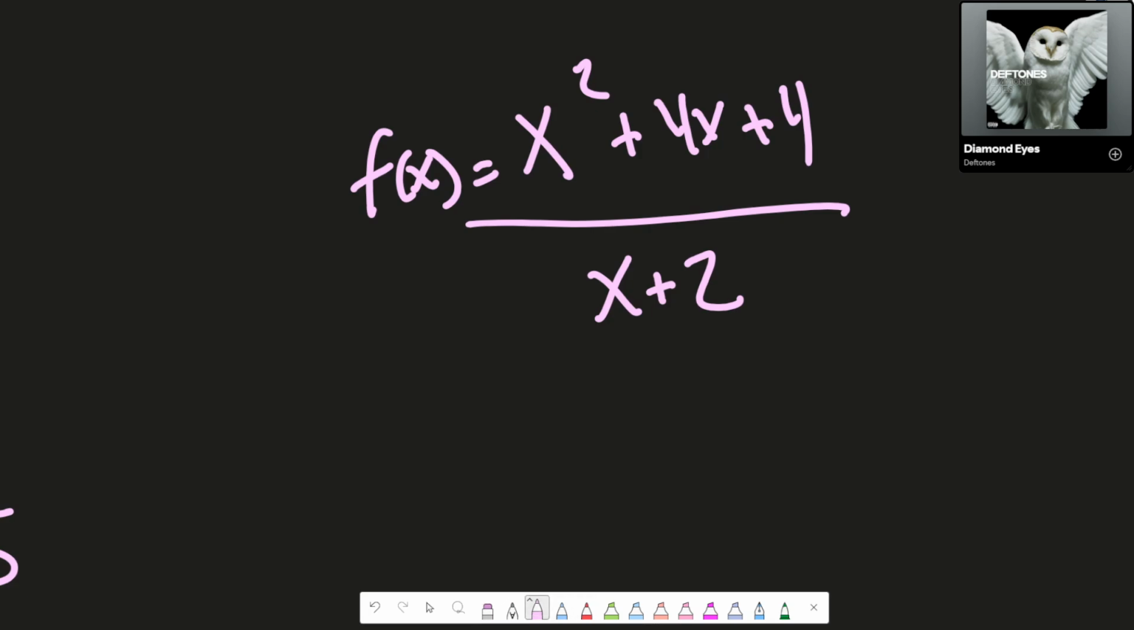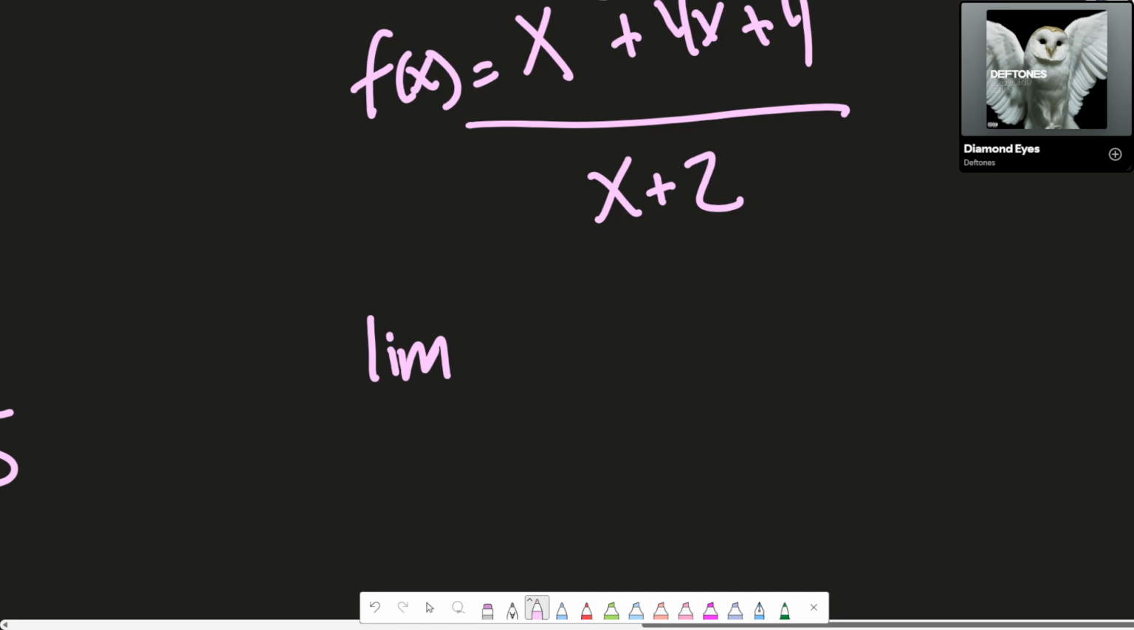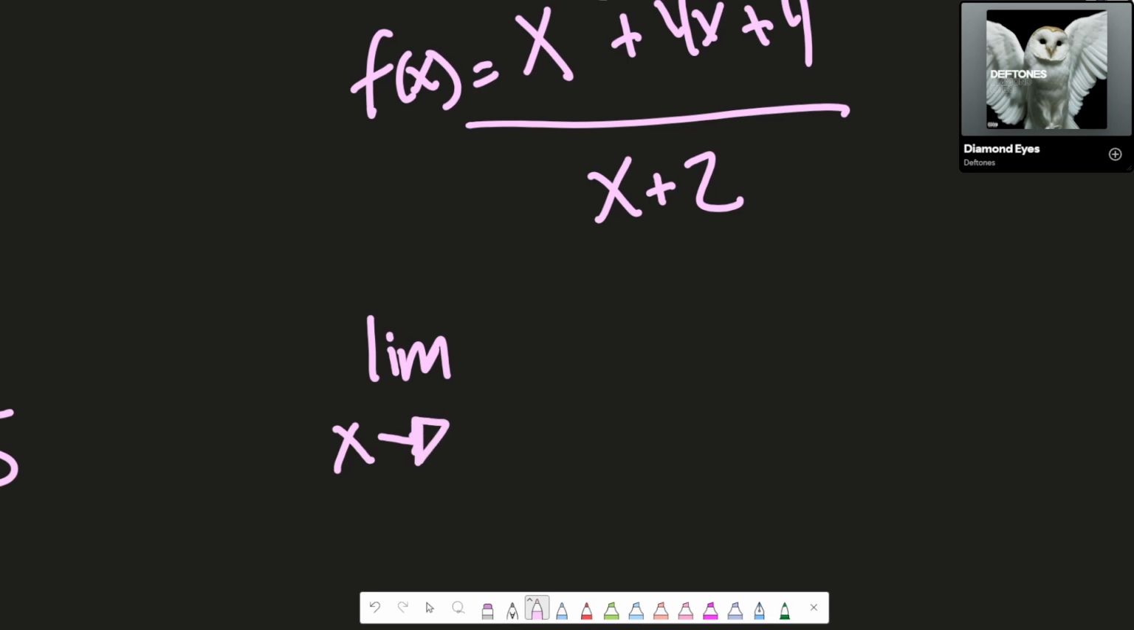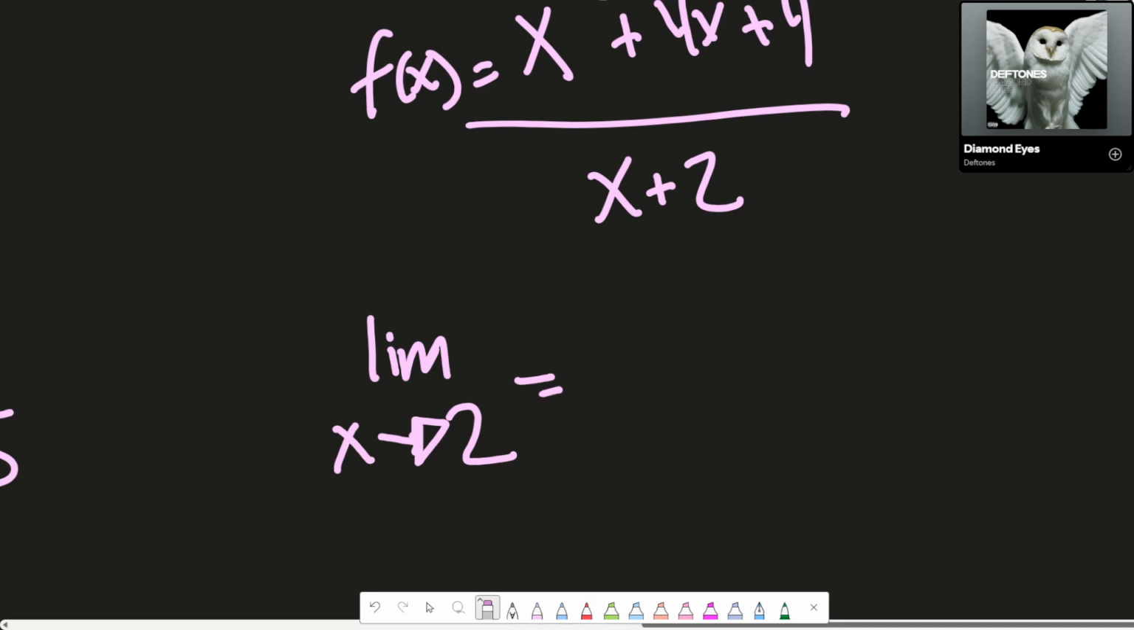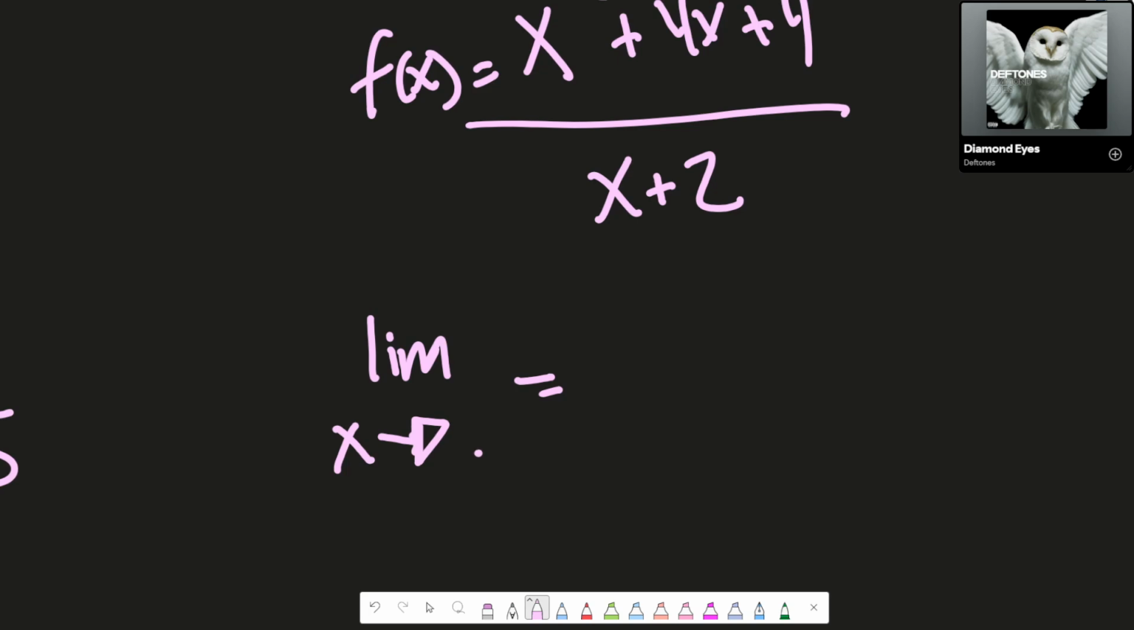Which is why we use limits to understand these kinds of things. We can do lim as x approaches negative 2. We can firstly factor the top to see whether or not things cancel out.